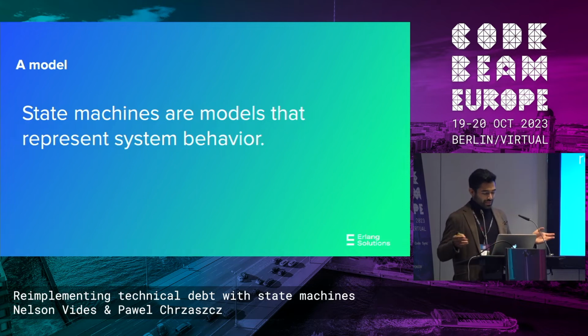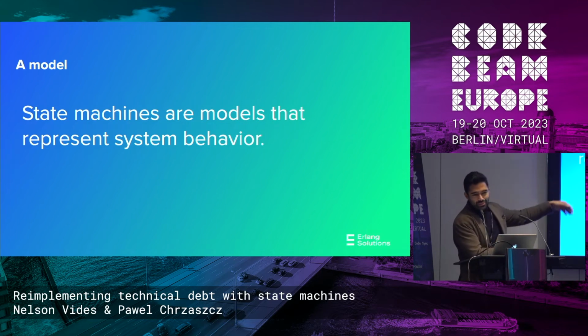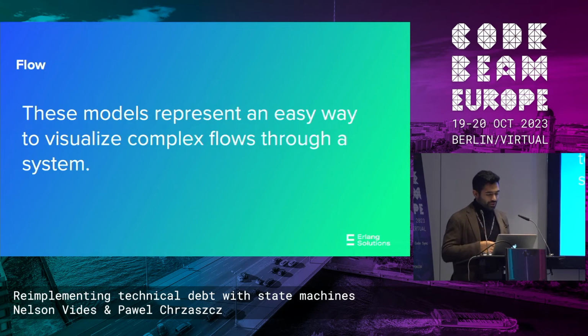So, state machines. They are models that represent system behavior. By the way, one little trick, if anybody is into computational theory and so on: a state machine is a less powerful machine than a Turing machine, but these state machines have infinite memory, so really they are all Turing machines, but it's a model. The model represents an easy way to visualize the complex flow through the system.